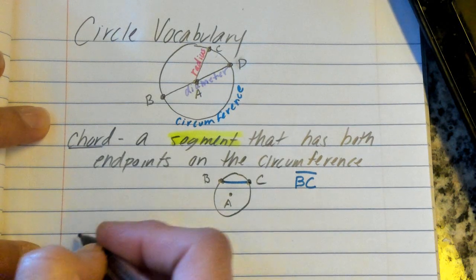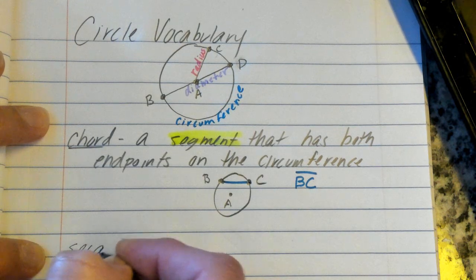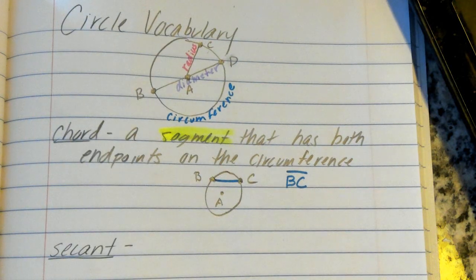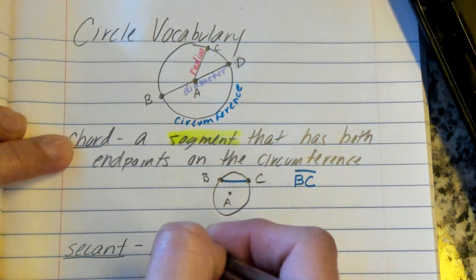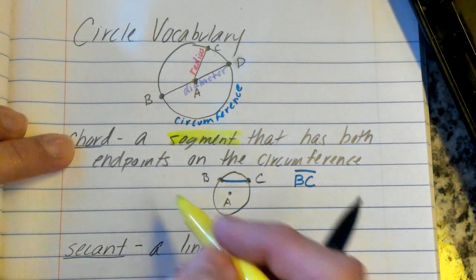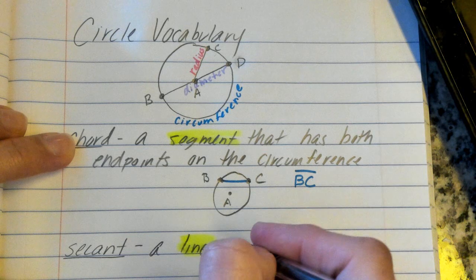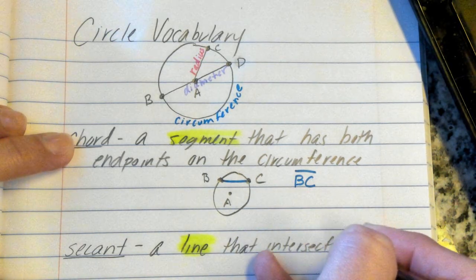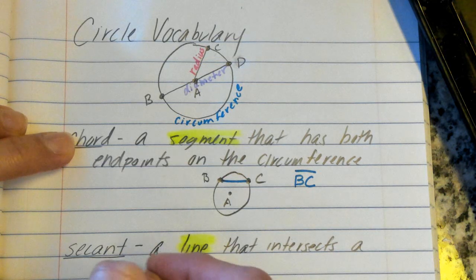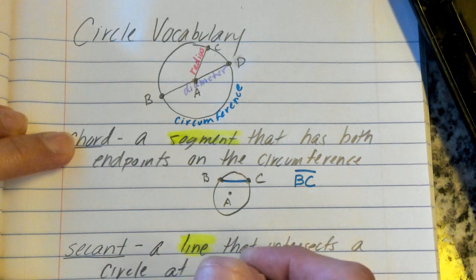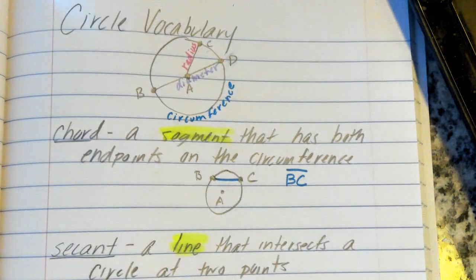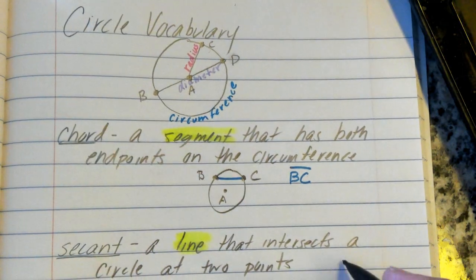The next word we're going to look at is what's called a secant. A secant is a line, and it's going to intersect a circle at 2 points. So we want to make sure that we highlight line. Again, it is a line that intersects a circle at 2 points.